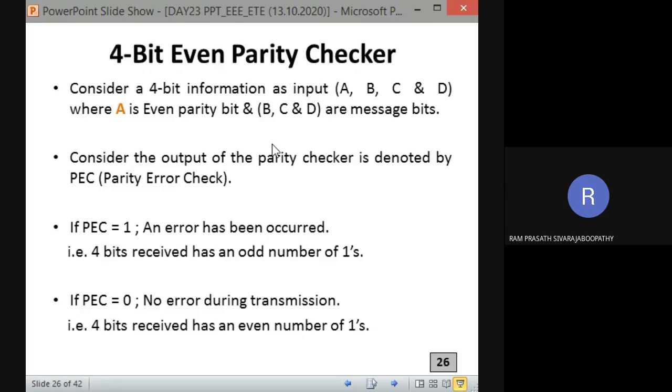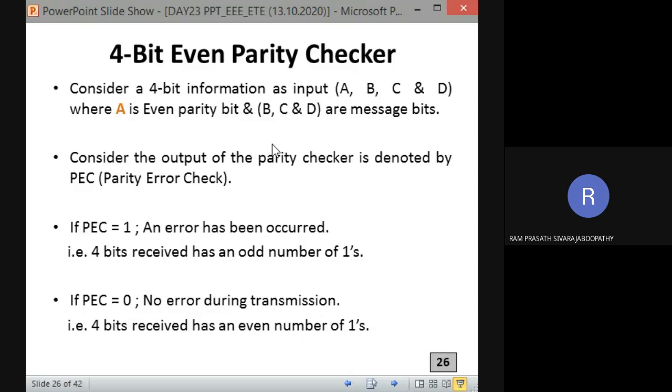Yes. Okay, now we will design a circuit. Before that, what should we do? Variables are assigned. What about the next step? A, B, C, D are the inputs. PEC is my output. So 4 inputs, 1 output. What about the next step?